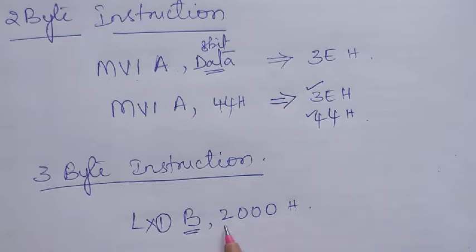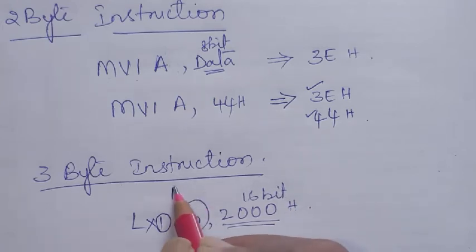Here this is 16-bit, so it is understood that we are using the register pair B, C. When you combine these two registers, it becomes a 16-bit register. We'll specify only the first register, because this is 16-bit, it is implied that you are using BC.